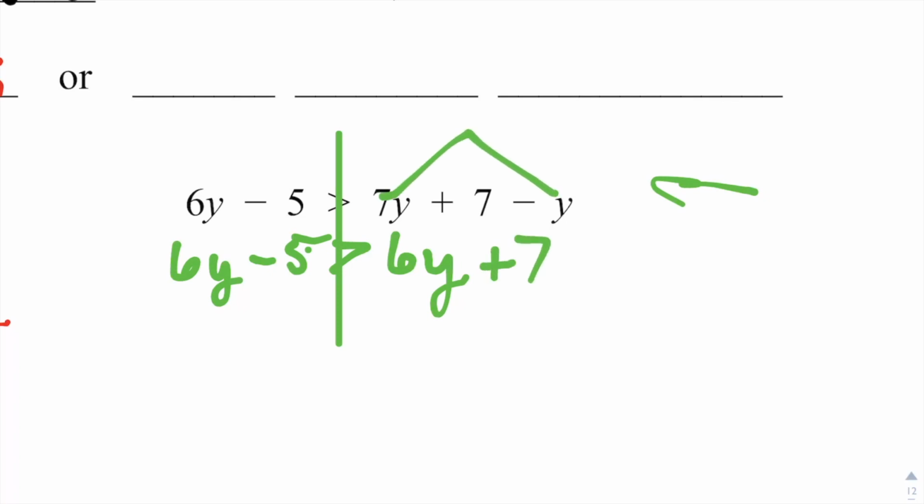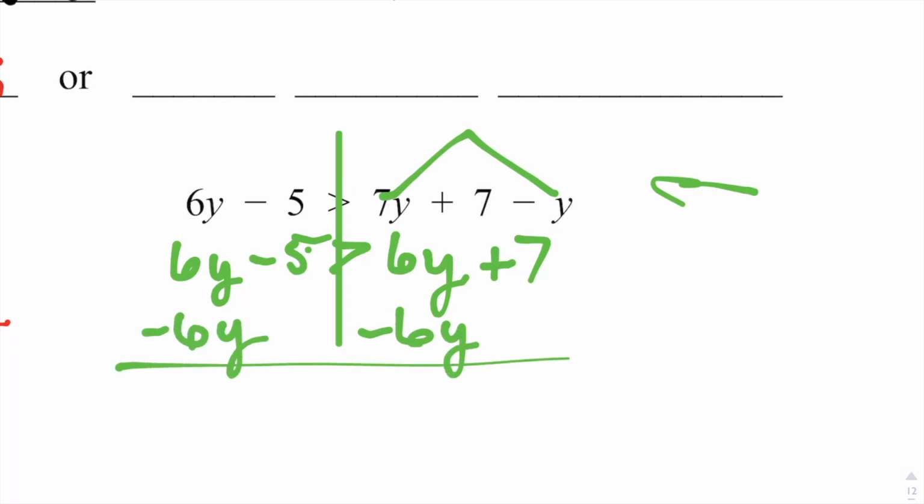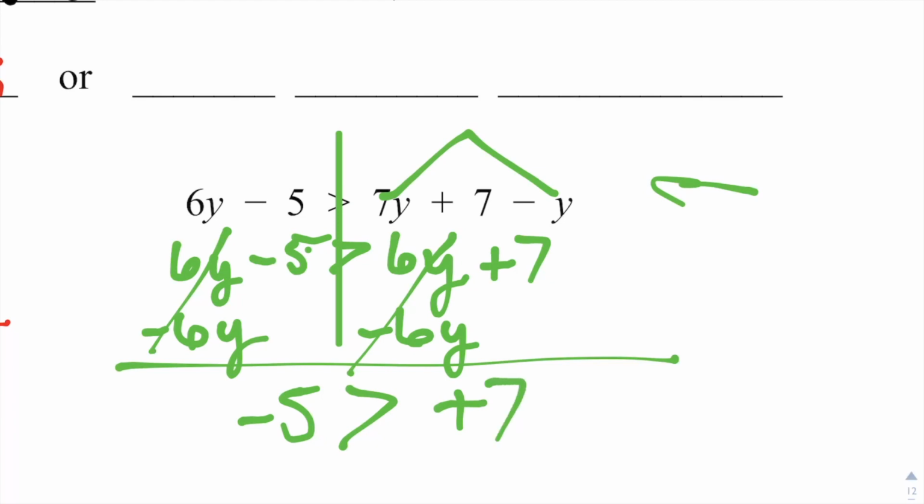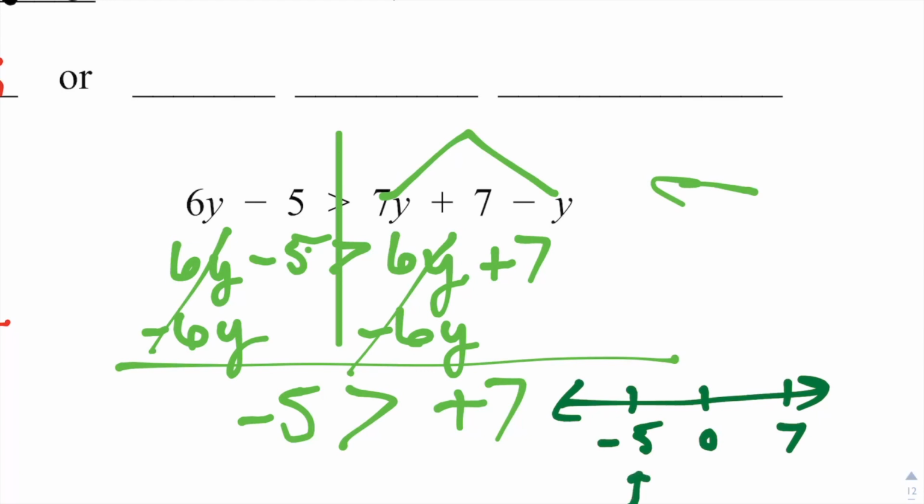So now let's solve. I want to move all my y's to one side, so I'm going to subtract 6y there, and I'm going to subtract 6y there. On this side, I'm left with negative 5 greater than, on this side, because those cancel, I'm left with plus 7. So I have negative 5 greater than positive 7. If we think about that on a number line, negative 5 is here, 0 is here, and positive 7 is here. And this is saying that negative 5 is bigger than 7. And we can clearly see on the number line that that is not true.